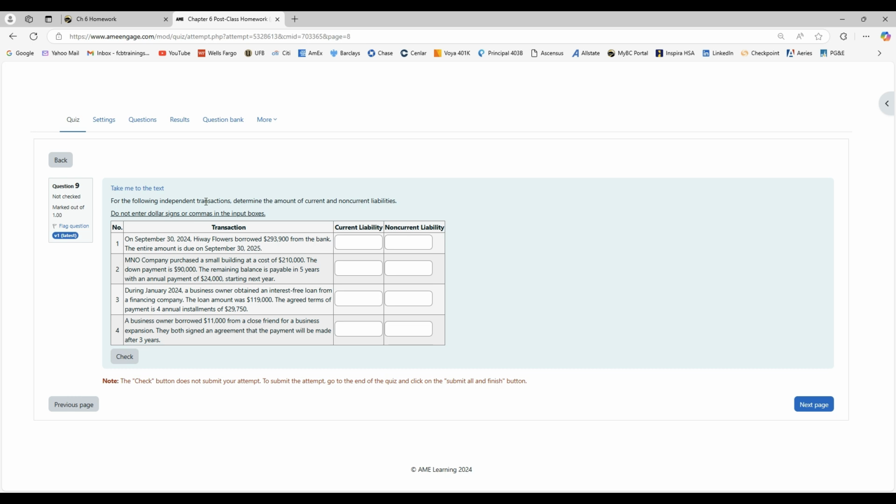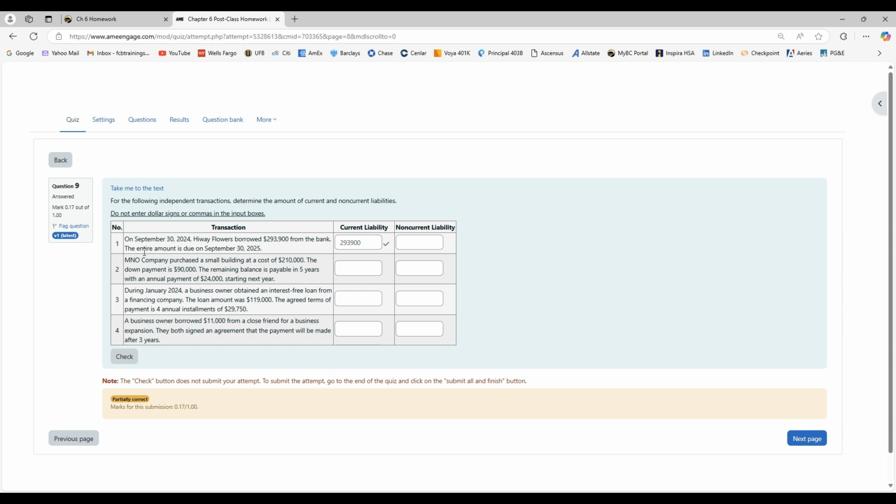Question number 9. For the following independent transactions, determine the amount of current and non-current liabilities. We borrowed $239,000 from the bank. The full amount is due on September 30th, 2025. So I think that is the exact 1 year mark. So the whole amount should be listed as current, I believe, because it's all going to be repaid within 1 year. There is no non-current portion.